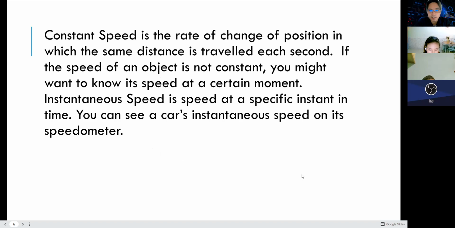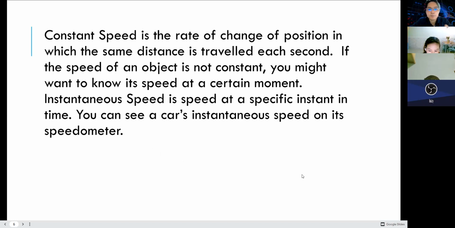The constant speed is the rate of change of position in which the same distance is traveled each second. So that is constant speed. The rate, for example, you are running around 20 kilometers per hour, or you're running around 30 kilometers per hour. So that is actually constant speed.